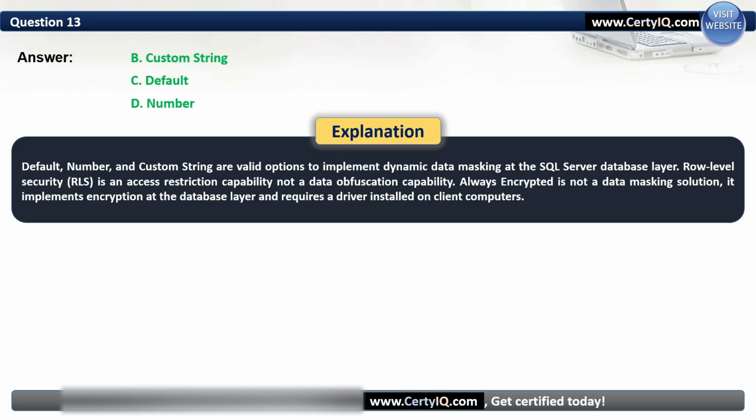Default, number and custom string are valid options to implement dynamic data masking at the SQL Server database layer. Row level security is an access restriction capability, not a data obfuscation capability. Always Encrypted is not a data masking solution. It implements encryption at the database layer and requires a driver installed on client computers.